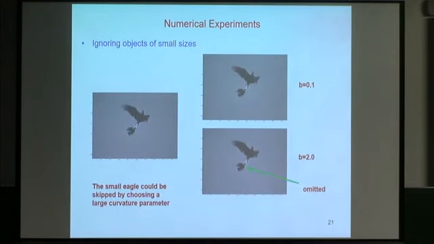And this one, that is also where we talk about how to ignore this kind of small objects. Here we have 2 eagles, the bigger and the smaller one. If we choose b to be very, very small, say 0.1, we can find that it can capture both of them, the bigger and smaller one. However, if we make the curvature term stronger, the smaller one will be omitted.